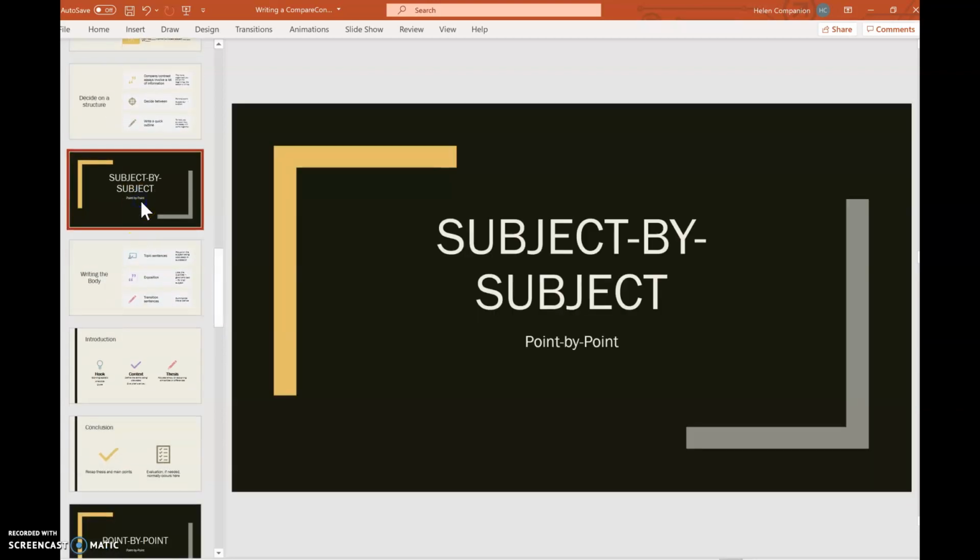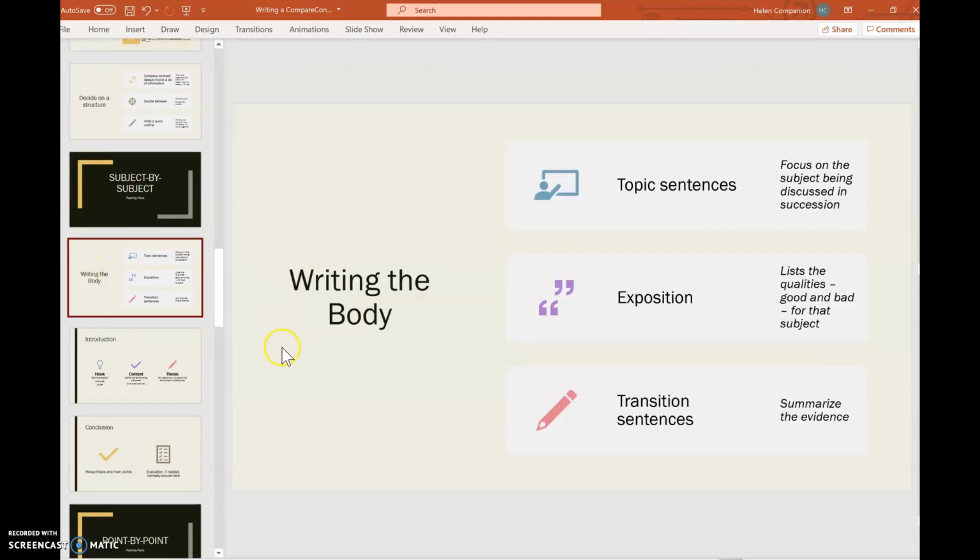So we'll talk briefly just a little bit more about the two structures. So subject by subject. When you're writing the body, your topic sentences will focus on the subjects being discussed in succession. So your first one will talk about topic A. If your topic sentence for your first body paragraph talks about topic A, your topic sentence for your second body paragraph will talk about topic B, and so on. Your exposition will list all the qualities for that subject, good and bad.